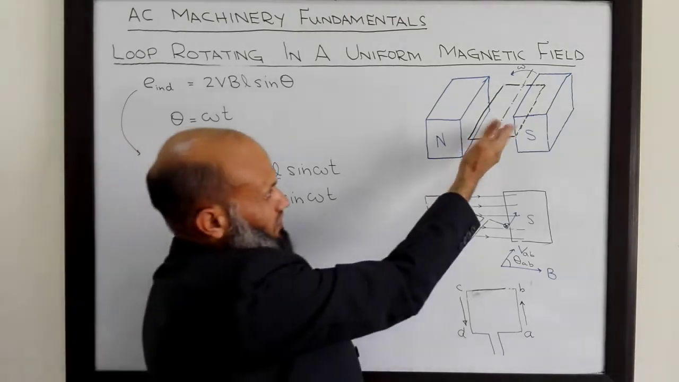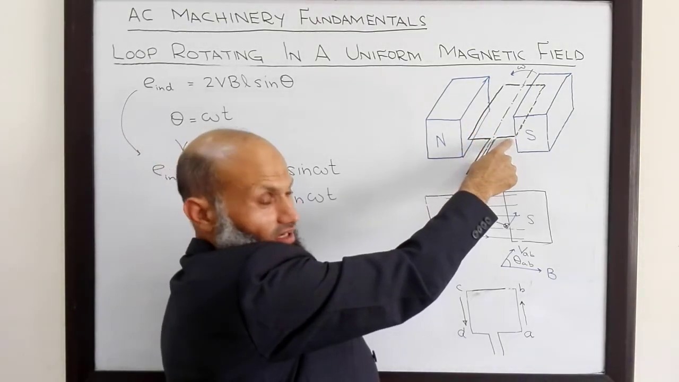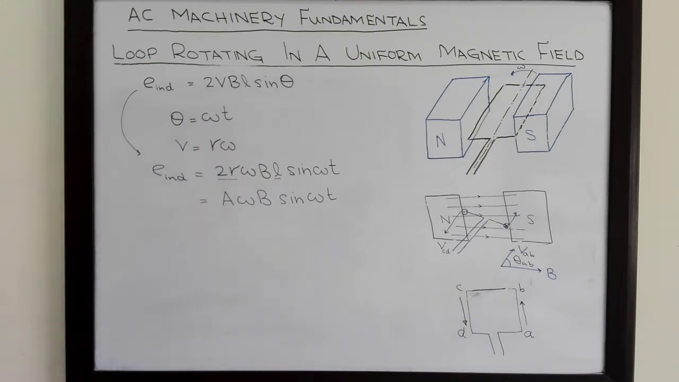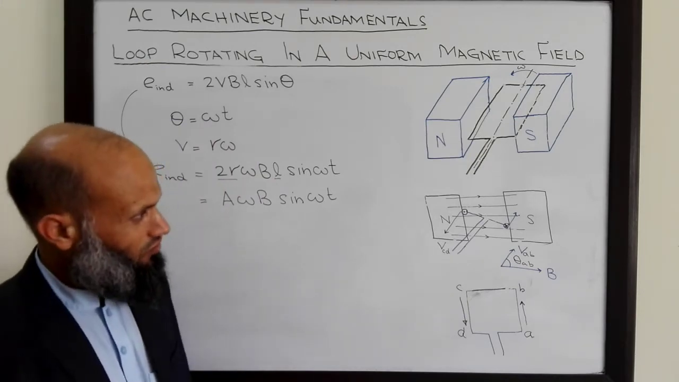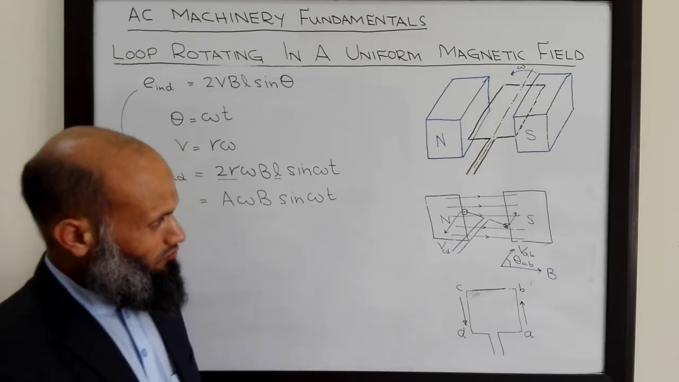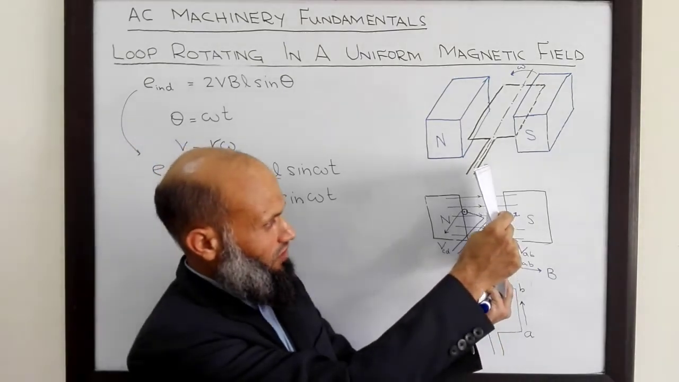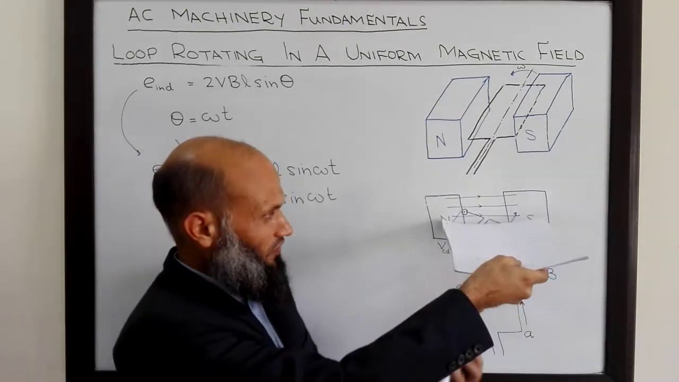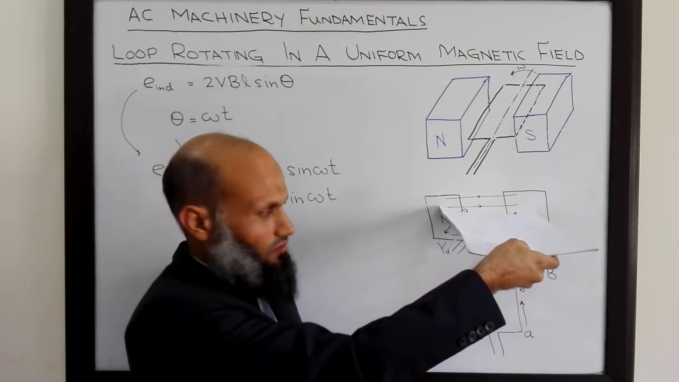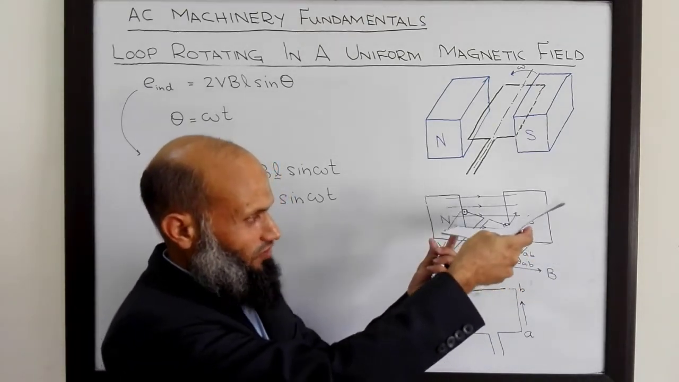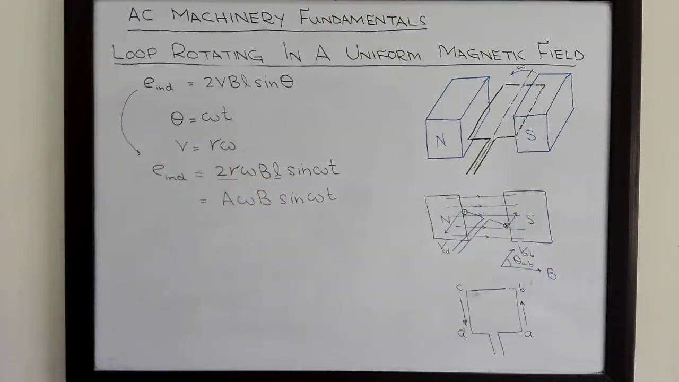So what is the flux which is passing through this coil? At different time instants, different flux passes through this coil. It depends upon the orientation of the coil. Maximum flux passes through this coil when it is at this orientation, and minimum flux will be passing through this coil when it is in this orientation. And at other times, the flux which is passing through the coil is changing.